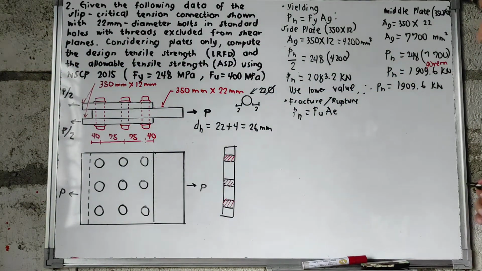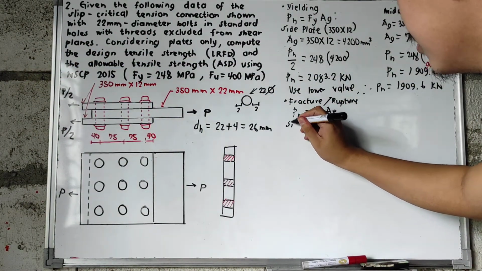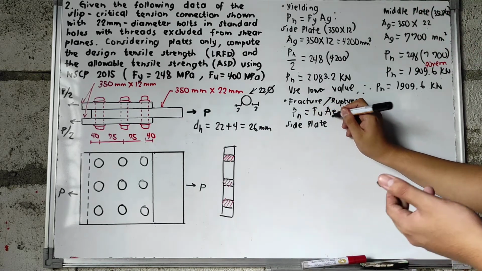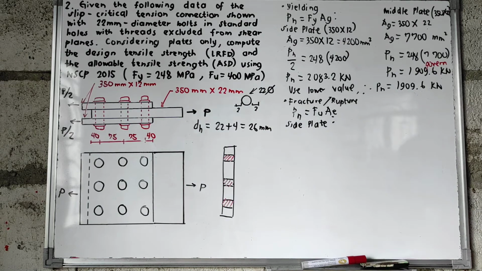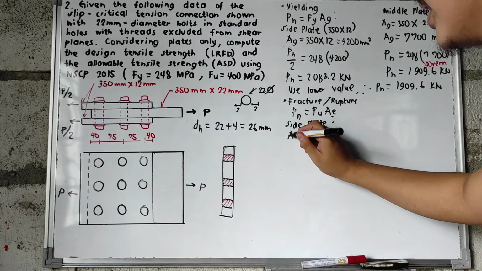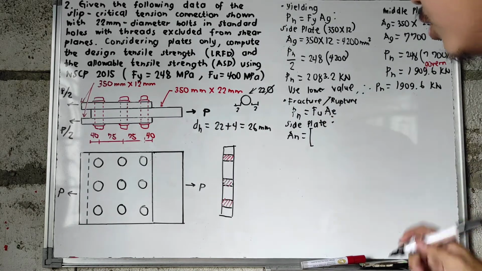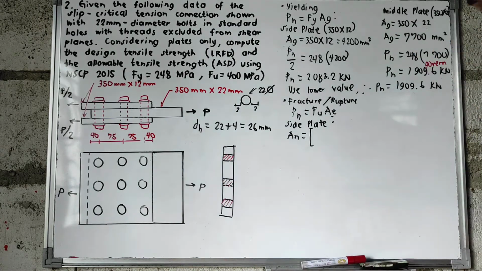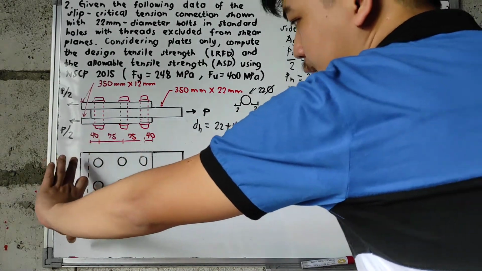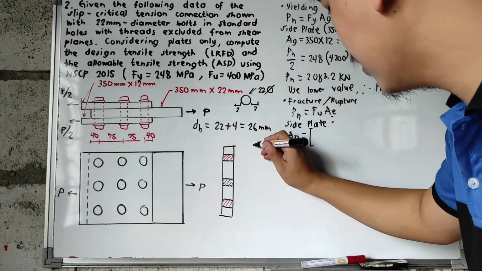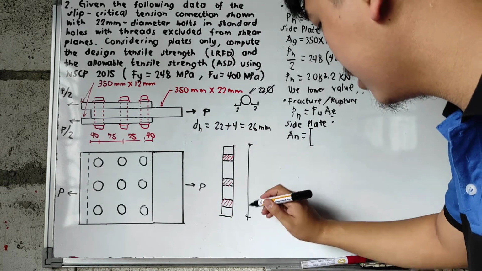So, first of all, let us consider etong side plate muna. So, considering side plate, kunin natin yung net area natin. So, for this one, yung buong width, side plate muna tayo. So, consider natin etong part na to. Yung buong width niya, that is 350.